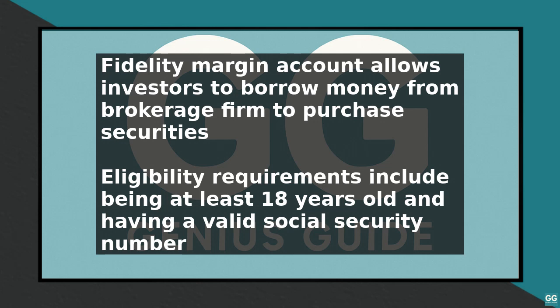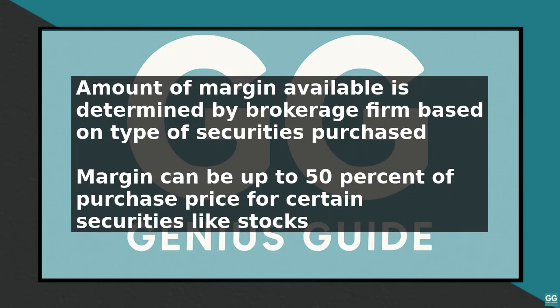Once you have opened a Fidelity margin account, you can begin to use margin to purchase securities. Margin is the amount of money that you borrow from the brokerage firm to purchase securities. The amount of margin that you can use is determined by the brokerage firm and is based on the type of securities that you are purchasing. For example, if you want to purchase stocks, you may be able to use up to 50% margin, which means that you can borrow up to 50% of the purchase price of the stock.